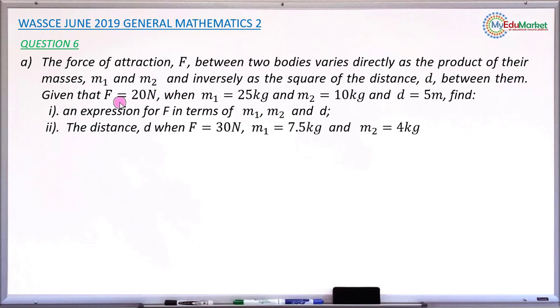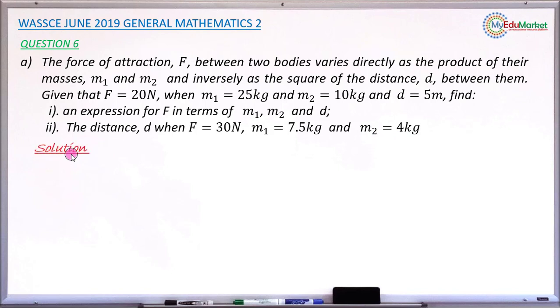So given that the force F is 20 Newton, when the mass m1 is 25 kilogram and the mass m2 is 10 kilogram and the distance d is 5 meters. The question asks us to find, Roman 1, an expression for F, that is the force, in terms of m1, m2, and d. And Roman 2, find the distance d when the force F is 30 Newton, m1 is 7.5 kilogram, and m2 is 4 kilogram. So let's attempt to answer the question together.